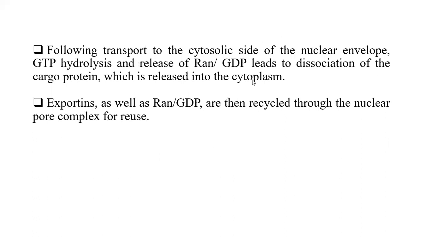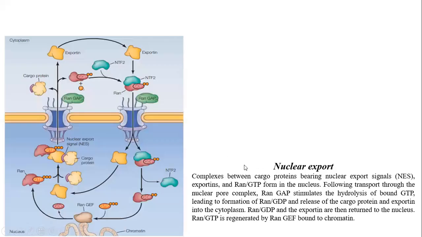So following this transport to the cytosolic side of the nuclear envelope, the hydrolysis and the release of GDP leads to dissociation. Now exportins as well as RAN GDP are then recycled to the nuclear pore complex for reuse. So this we have all seen, right? Now let's see the same thing with the help of nuclear export. Okay, now look at the figure. Again, cytoplasm, nucleus over here. Now see, the cargo protein has come out, your GDP has also come out, right?